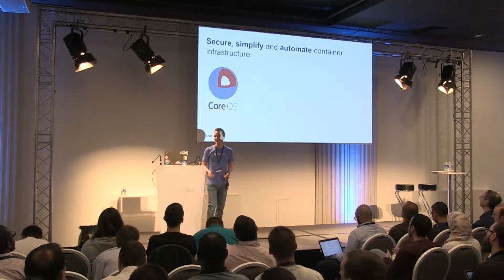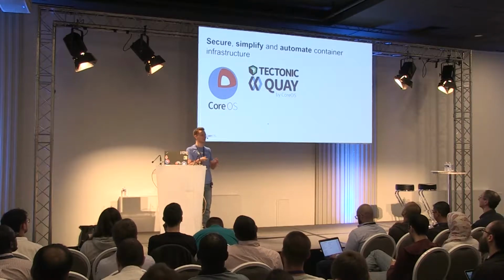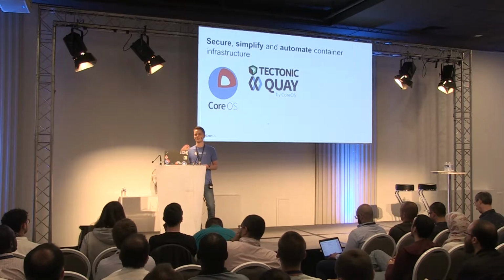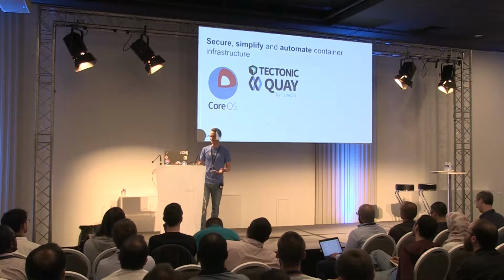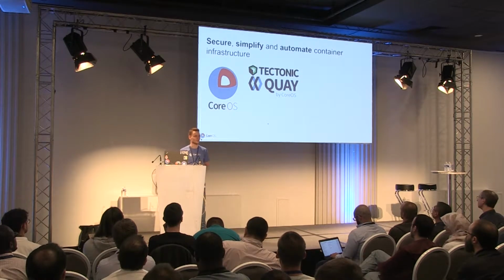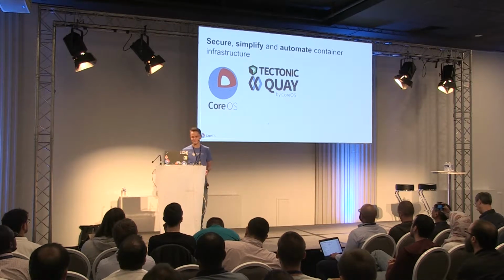Okay, what does CoreOS do? We secure, simplify, and automate container infrastructure. Those are a bunch of buzzwords right here. So let's see how we actually do this. We've got a bunch of projects. One of them, for example, is Tectonic and Quay. Tectonic would be our upstream vanilla Kubernetes, which we enrich with all kinds of stuff, so you're production ready right away, for example, monitoring. And Quay would be our container registry, like Docker Hub, with very nice Kubernetes integrations.